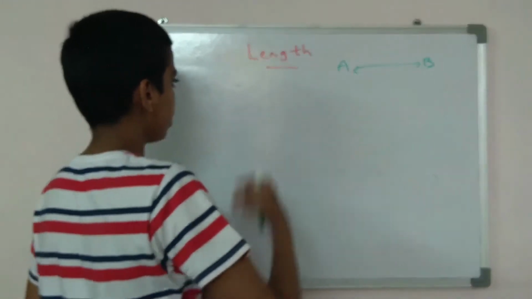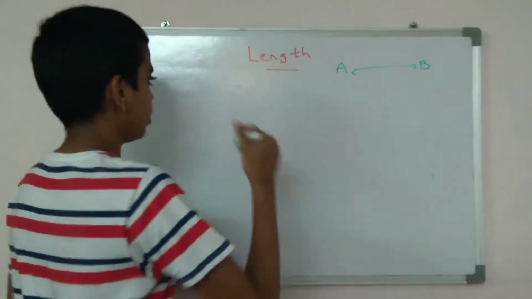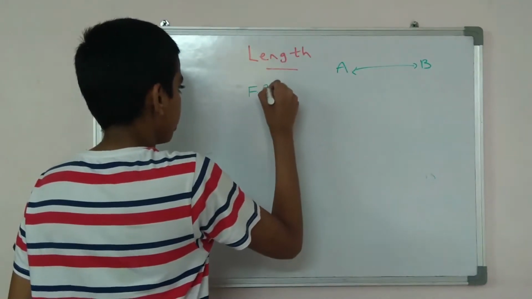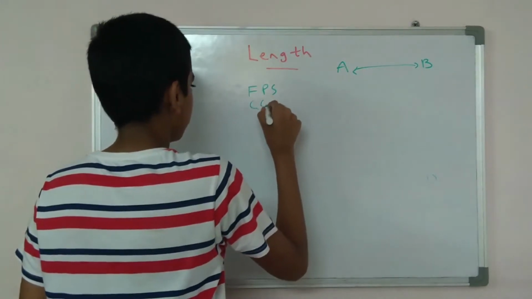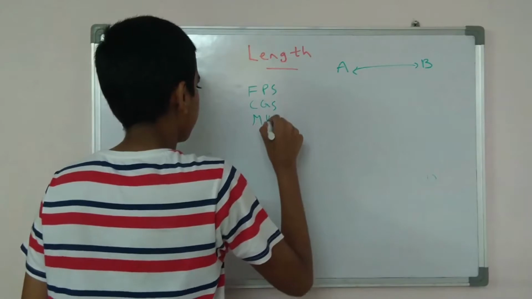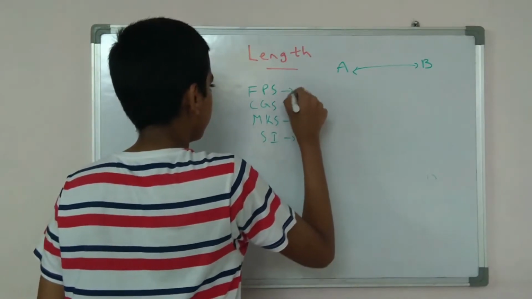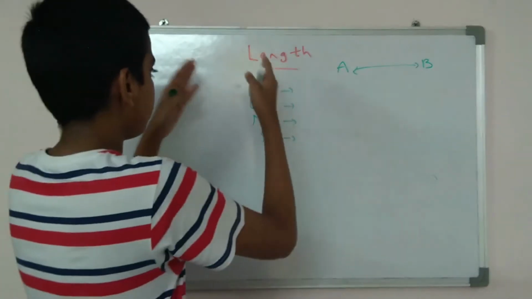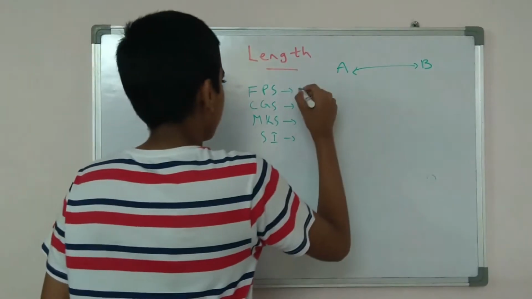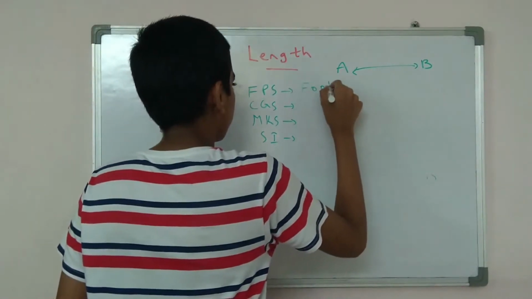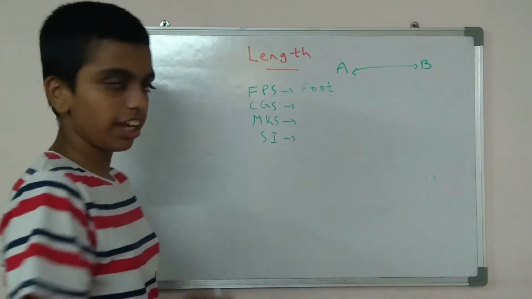Now let's study the SI unit of length. There are different systems of units: the FPS system, the CGS system, the MKS system, and the SI system. Length has different units in these systems. The unit of length in FPS is foot, which is denoted by F.